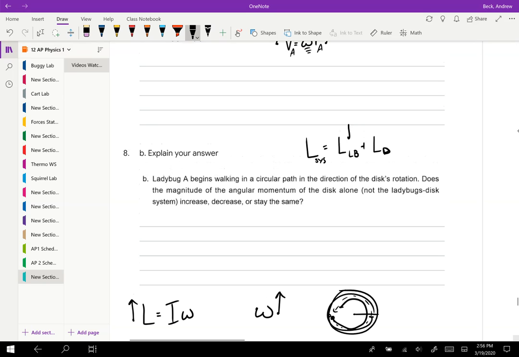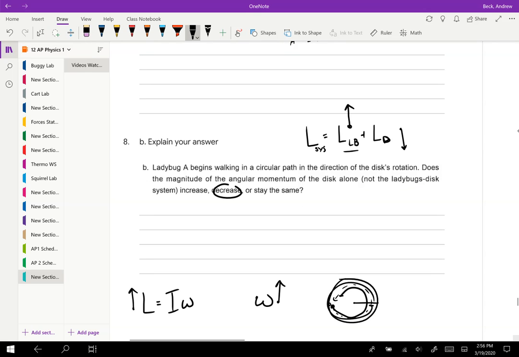So the angular momentum of the ladybug has gone up, but we need to make sure that the angular momentum of our system stays constant. So if the angular momentum of our ladybug goes up, that means that the angular momentum of the disk has to decrease in order to keep our system constant.